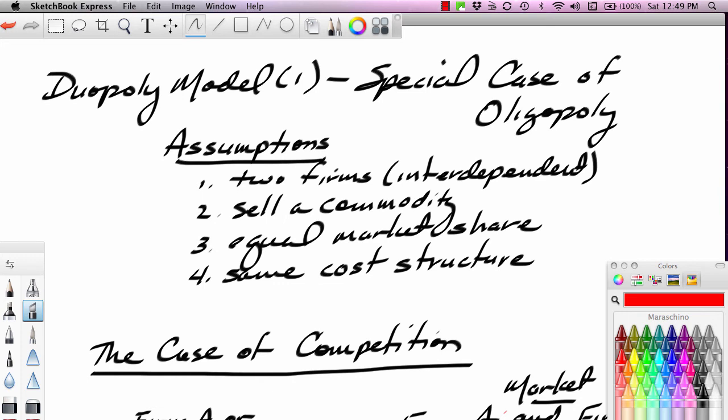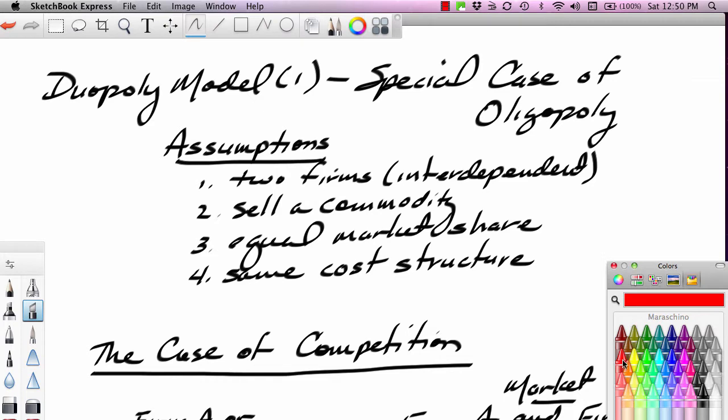In this particular segment, we're going to be looking at the duopoly model. This will be the first segment of 3 segments on duopoly. Duopoly is really a special case of oligopoly, and in the case of oligopoly, you have relatively few firms. These firms are interdependent, and these firms often engage in product differentiation.